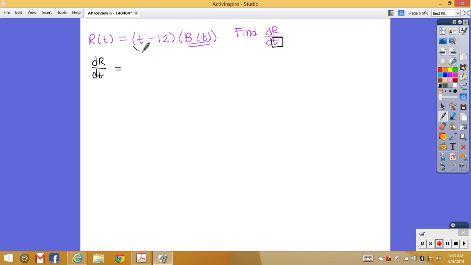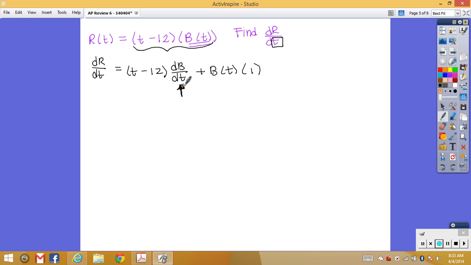The issue here is this is a product rule. So leave the first one, derivative of the second, plus second one, derivative of the first. So that product rule is tricky, and a lot of times people will write 1 and lose the function.